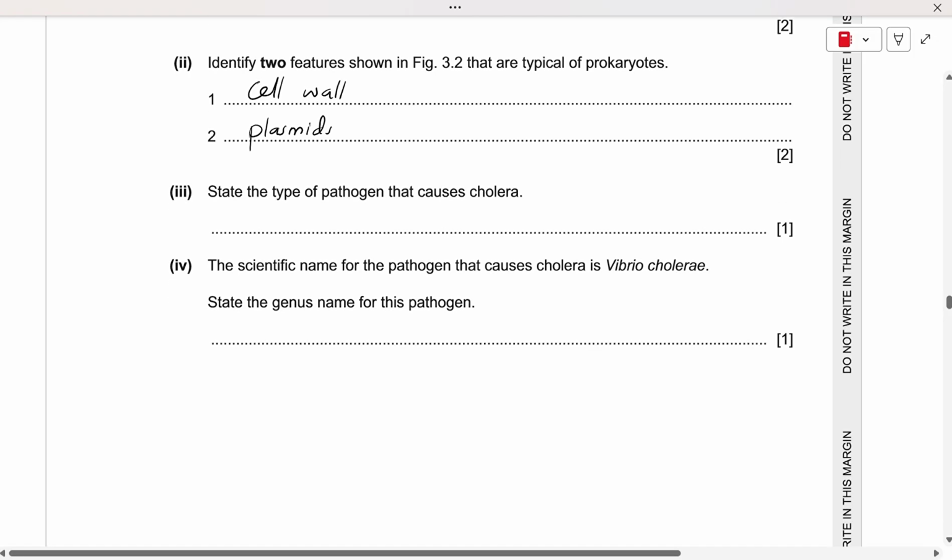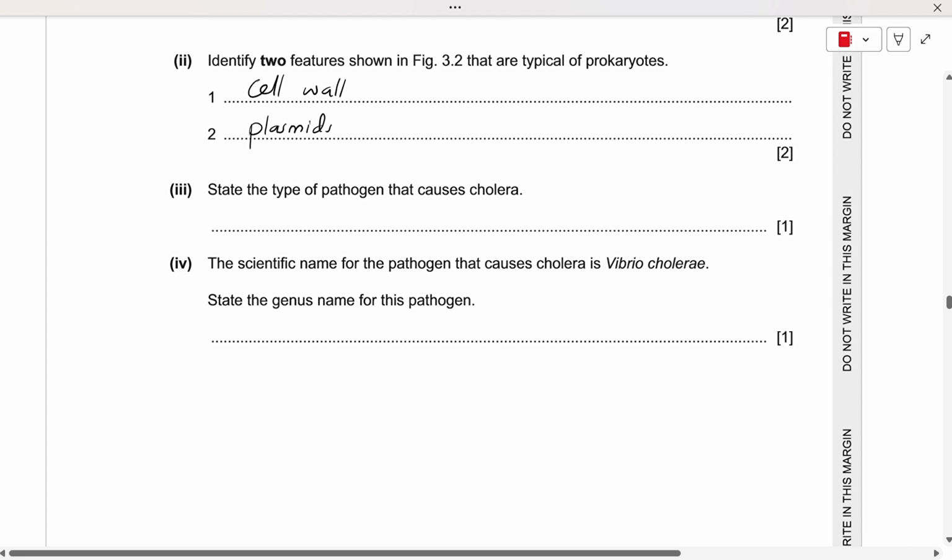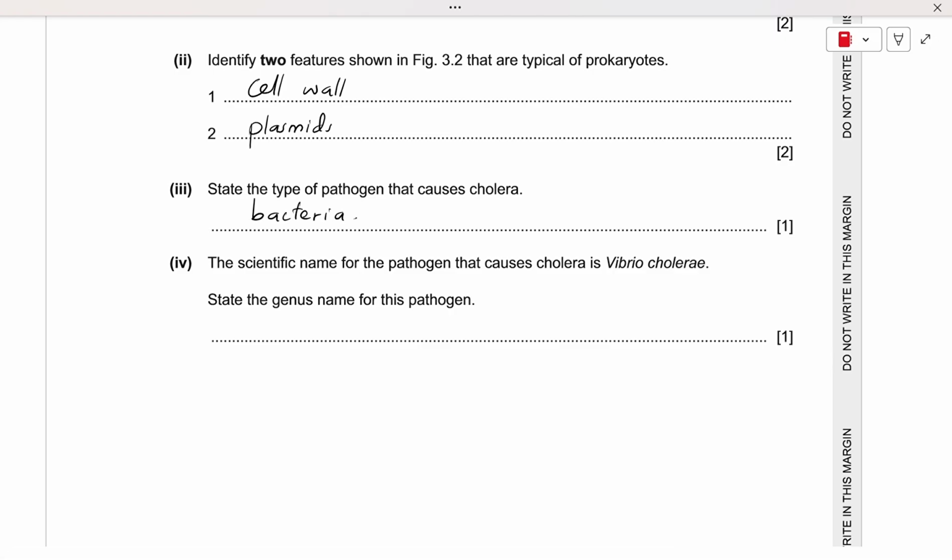State the type of pathogen that causes cholera. The pathogen that is causing cholera falls into the group of bacteria. So we'll state here, bacteria. The scientific name for the pathogen that causes cholera is Vibrio cholerae. State the genus name for this pathogen. Again, in the concept of binomial nomenclature, we assign two names: the genus name and the species name. The genus name is the one that starts, and it usually starts with a capital letter. So Vibrio here will be the genus name.